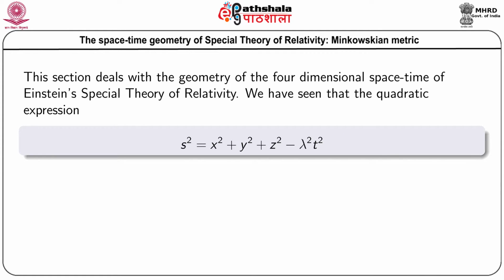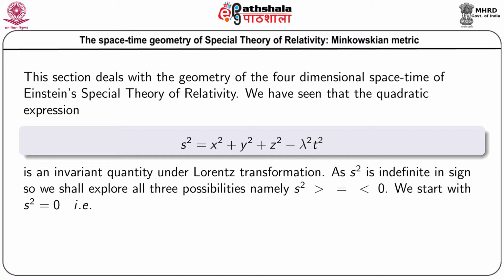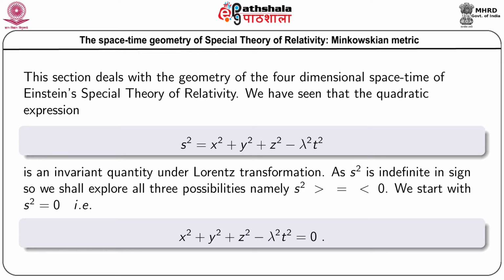We have seen that the quadratic expression s square equals x square plus y square plus z square minus lambda square t square is an invariant quantity under the Lorentz transformation. In our just previous slides, we have obtained this. Now, as s square is indefinite in sign, we shall explore all three possibilities, namely when s square is greater than 0, s square equals 0, or s square is less than 0. Now, we start with s square equal to 0, that is, x square plus y square plus z square minus lambda square t square equals 0.